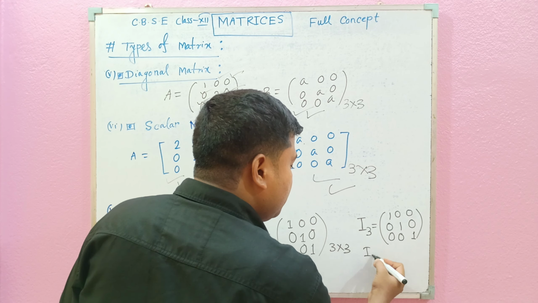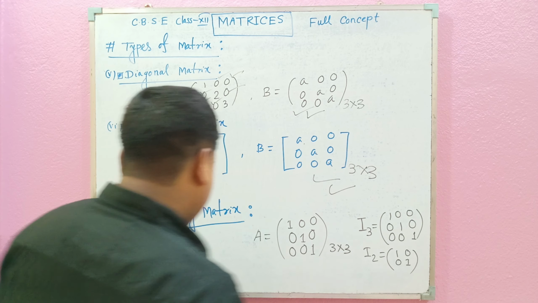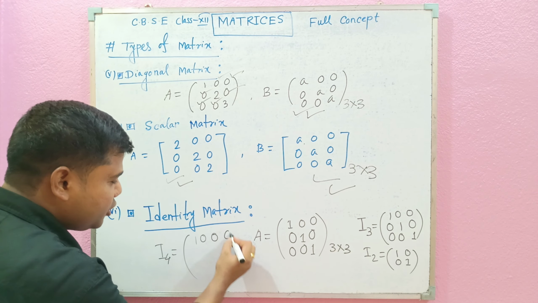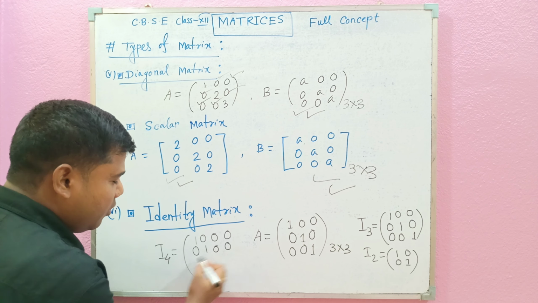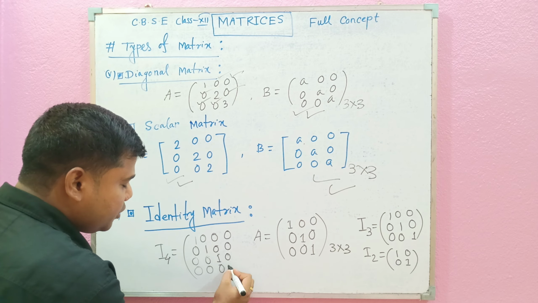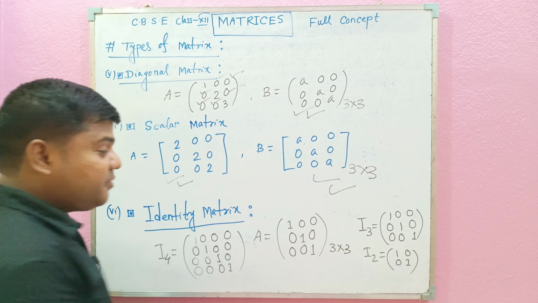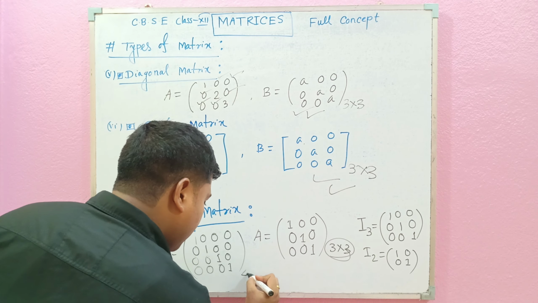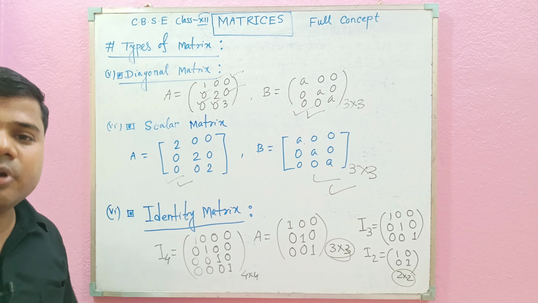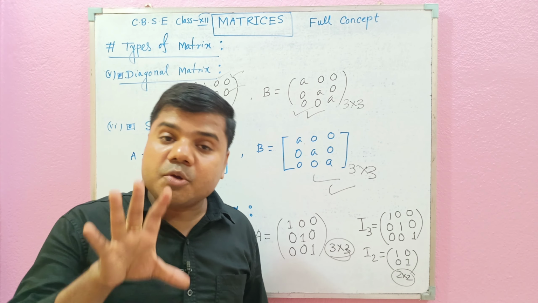Here I3 is equal to 1, 0, 0, 0, 1, 0, 0, 0, 1. I2 is equal to 1, 0, 0, 1. I4 is equal to 1, 0, 0, 0, 0, 1, 0, 0, 0, 0, 1, 0, 0, 0, 0, 1. And the order of these matrices is 3 cross 3, here 4 cross 4, here 2 cross 2. Next, we will learn the triangular matrix and equality of two matrices.